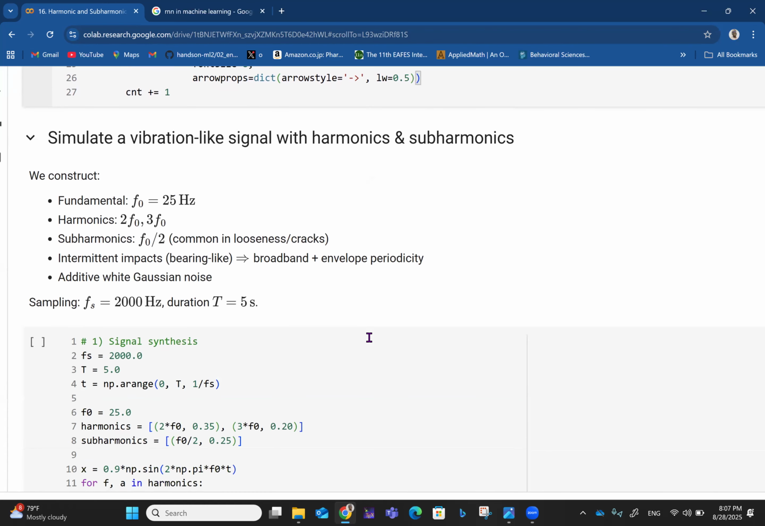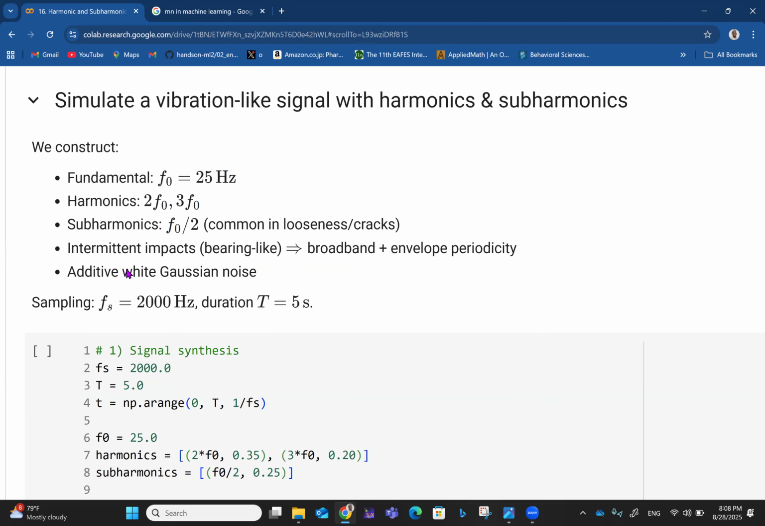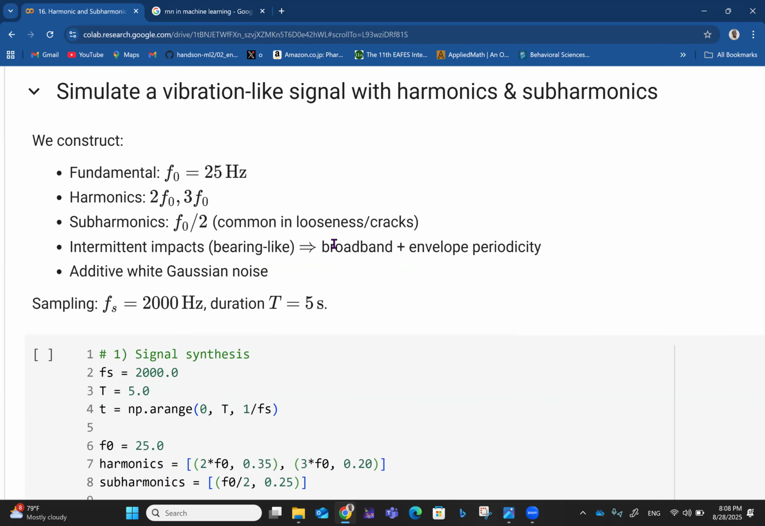Okay, so the next thing is you want to simulate a vibration-like signal with harmonics and subharmonics. We construct the fundamental frequency to be 25 hertz, while harmonics will be things like 2 times f naught, that's 50, and 3 times f naught, that's 75. Then we can have subharmonics like f naught divided by 2, which is common in looseness or cracks, so f naught over 2 will be 12.5 hertz. Then we can have intermittent impacts like bearing faults, which involve broadband plus envelope periodicity. Then we can have additive white Gaussian noise.